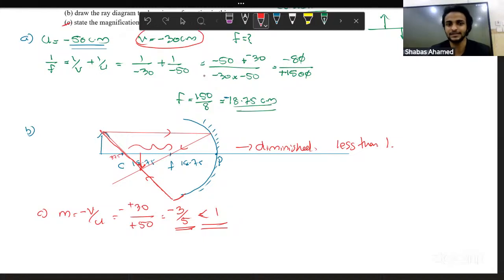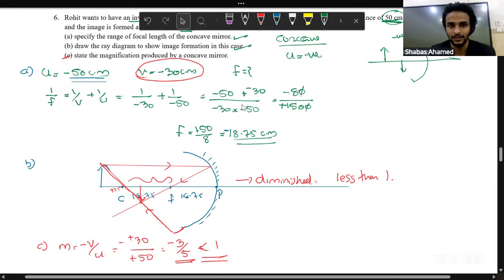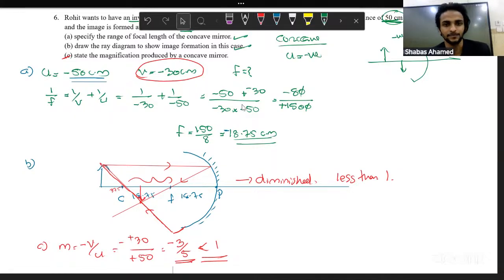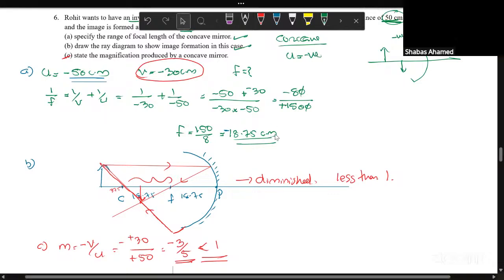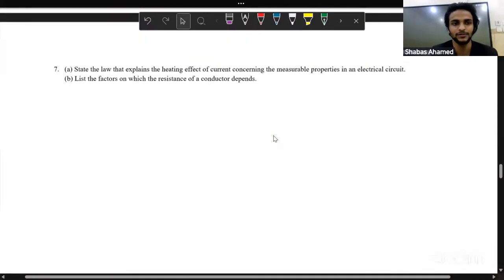Clear? So this is also a simple question. Understood, guys? Clear? Hello all, is it clear? Okay. Now going to the next question.